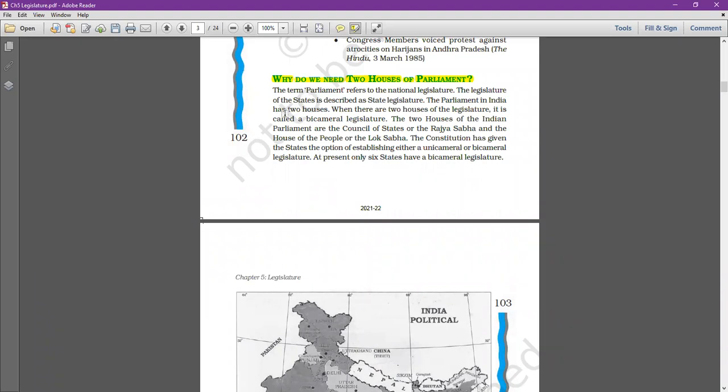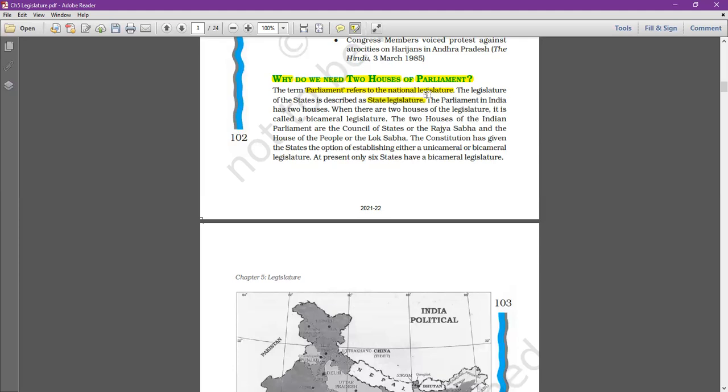Now let us go through the paragraph. The term parliament refers to the national legislature. So the simple definition of parliament is the national or central legislature. If someone asks you what you mean by parliament, the central legislature of India is known as the parliament. Simple. Now the legislature of the states is described as the state legislature.